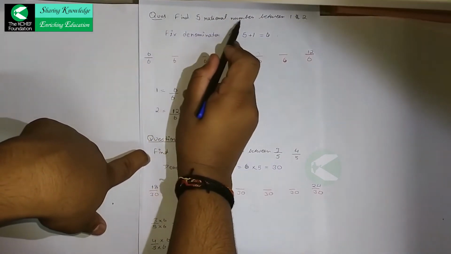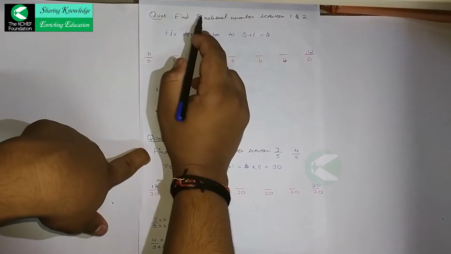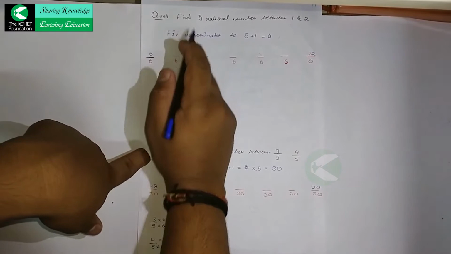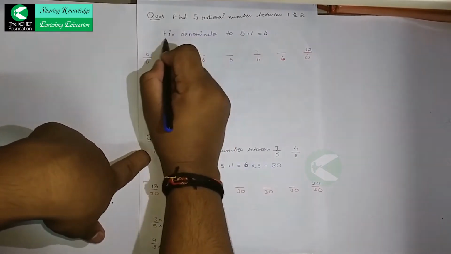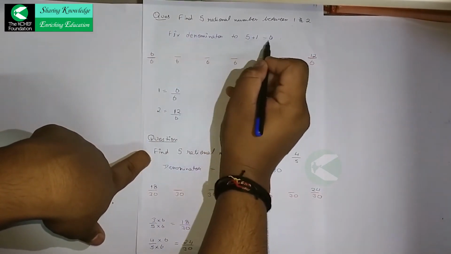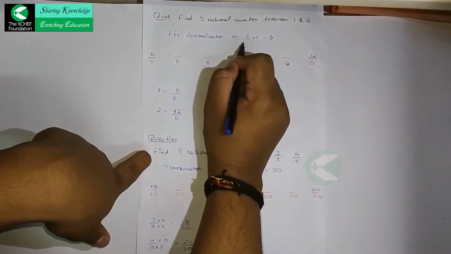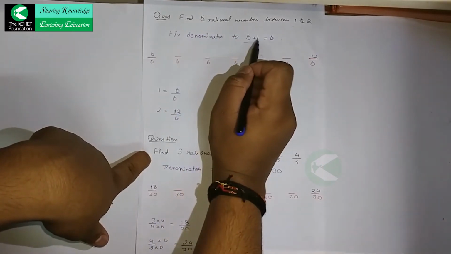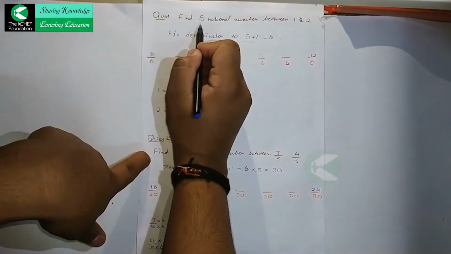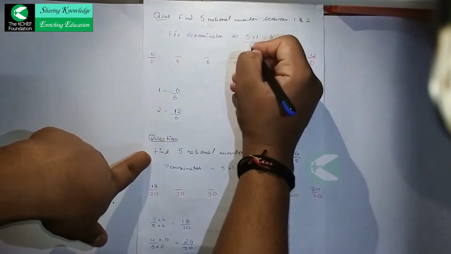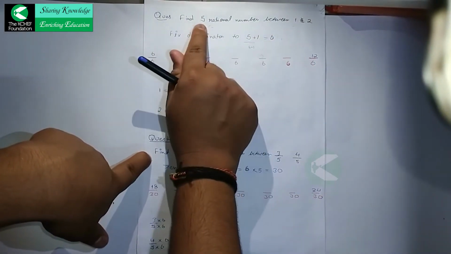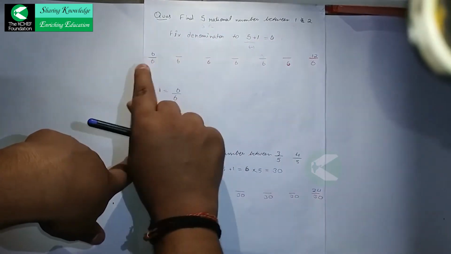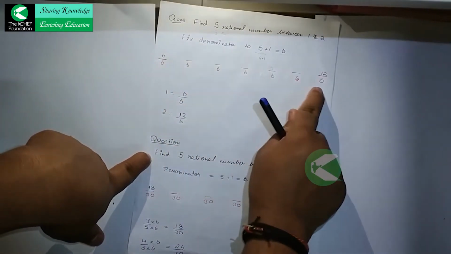Find 5 rational numbers between 1 and 2. So how can we find 5 rational numbers between 1 and 2? The basic procedure for solving this type of question is to fix the denominator as 5 plus 1 equal to 6. Why did we do this 5 plus 1? We need to find 5 rational numbers, so we add 1 to 5, which equals 6. If we had to find 6 rational numbers, then we would do 6 plus 1. But in the question it has been asked to find 5 rational numbers, so we have done 5 plus 1 equal to 6, and then we put every denominator equal to 6.